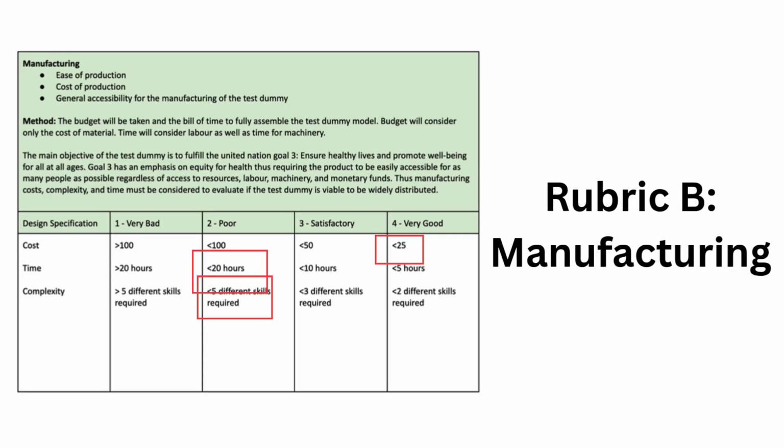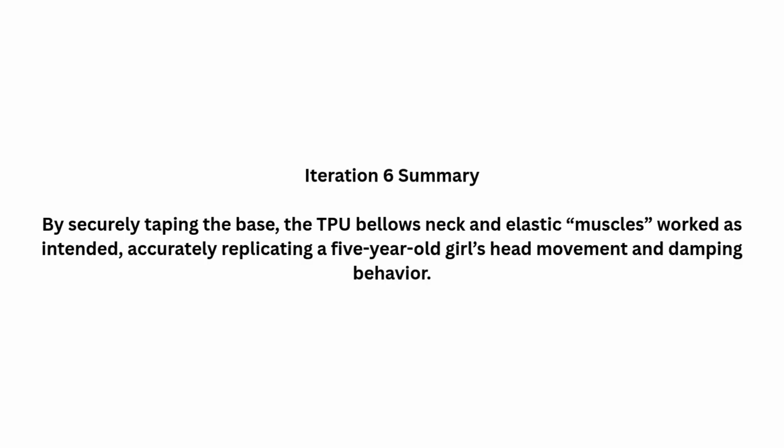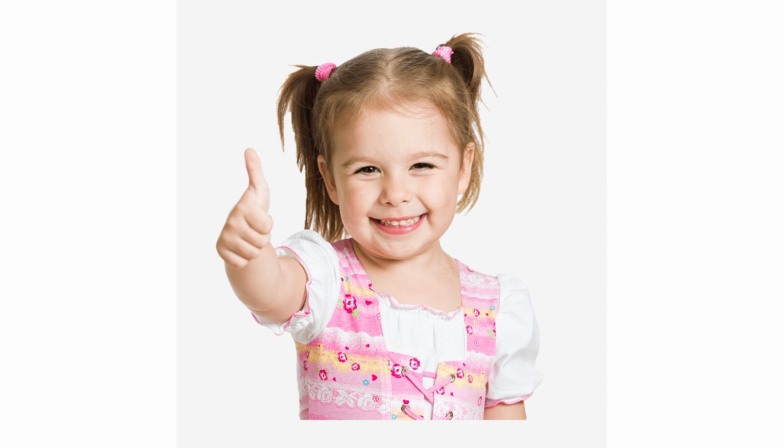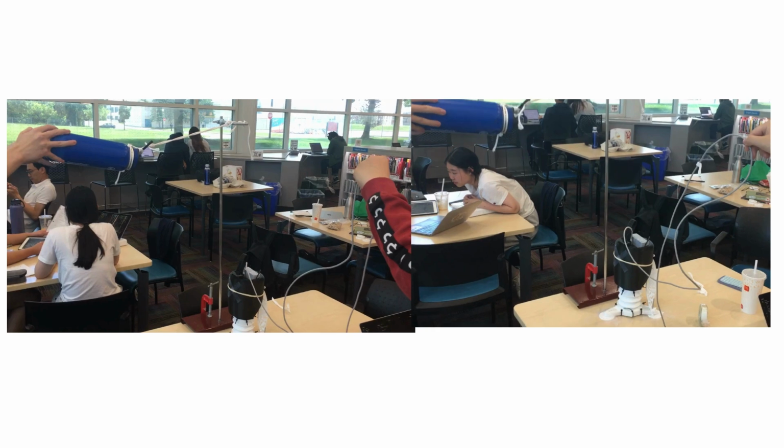However, the manufacturing complexity did increase with this design. It took a little bit longer to produce and required a little bit more skill. But overall, it was worth it because of the benefits in the other sections. In summary, for iteration 6, by taping down the base, it allowed the muscles as well as the neck bellows to properly do their function and simulate a 5-year-old's bodily mechanics. Iteration 6 was extremely successful and was very accurate, fulfilling most of the criteria.